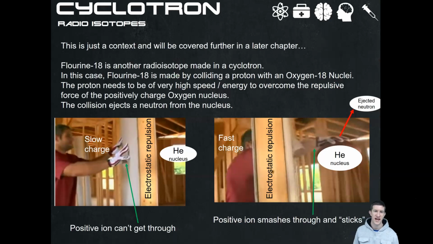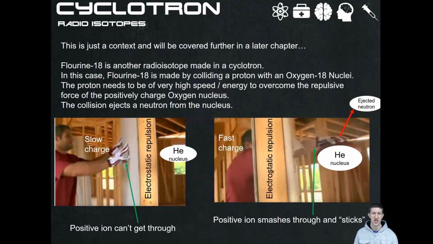This is just a context and will be covered further in a later chapter, but fluorine-18 is another radioisotope that's made in a cyclotron. In this case, fluorine-18 is made by colliding a proton with an oxygen-18 nucleus. The proton needs to be of a very high speed or a very high energy in order to overcome the repulsive force of the positively charged oxygen nucleus. So these two things don't want to come near each other. They're like charges, so they're going to repel, but we can override that by giving it a huge amount of energy so that it comes in fast enough that it overcomes that and smashes into the nucleus.